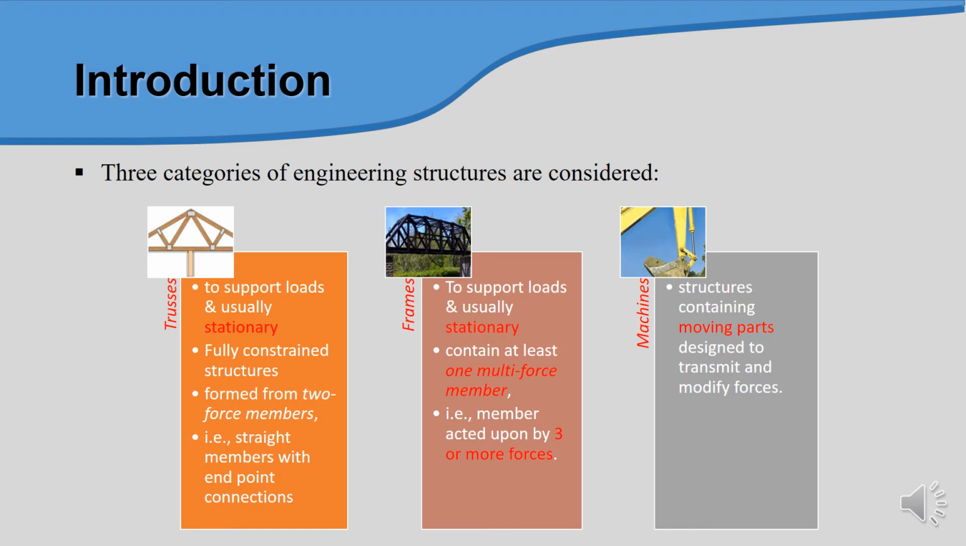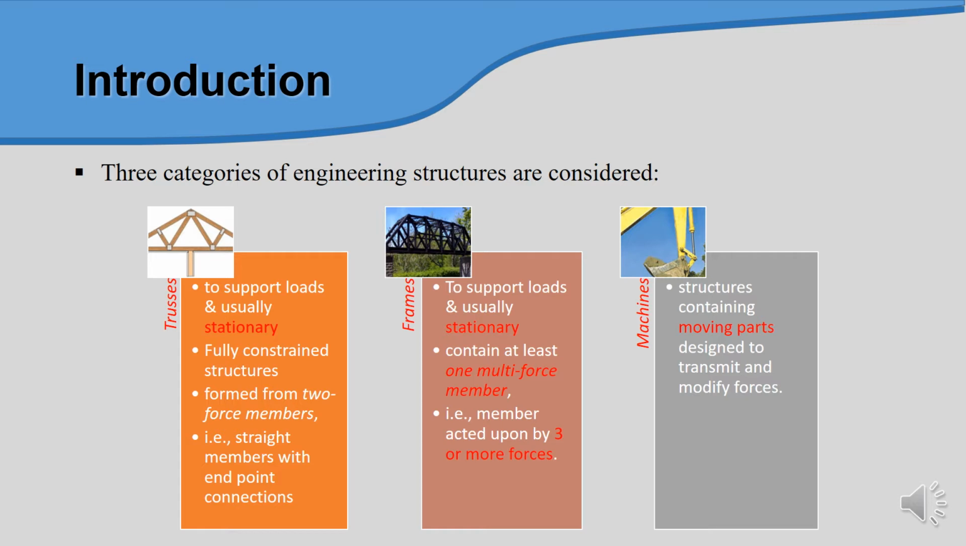The three categories of engineering structure are considered. Okay, the first we need to look at is trusses. The second one is frames. The third one is machines. Trusses are to support loads and are usually stationary. That means we have a roof structure, a fully constrained structure formed from two-force members, which are straight members with endpoint connections. Later on, we will see these things.